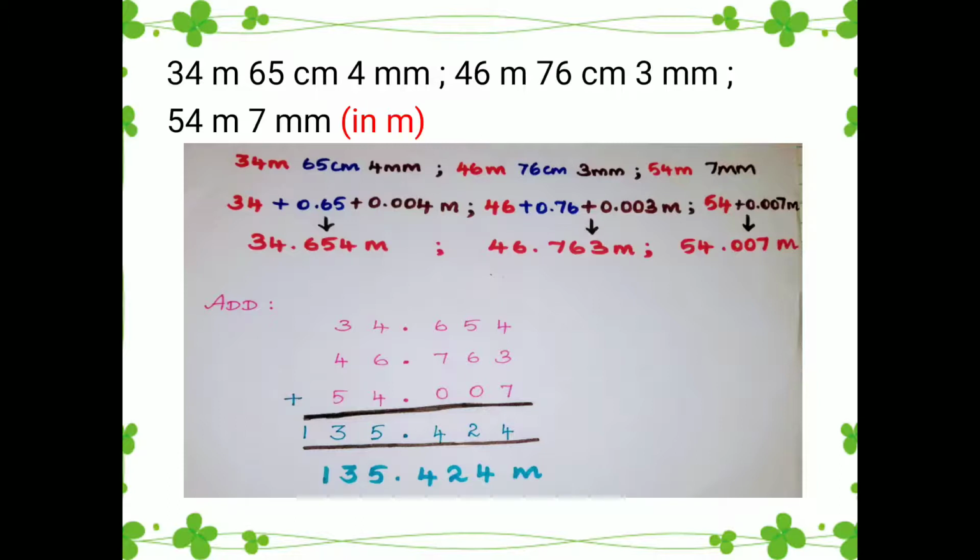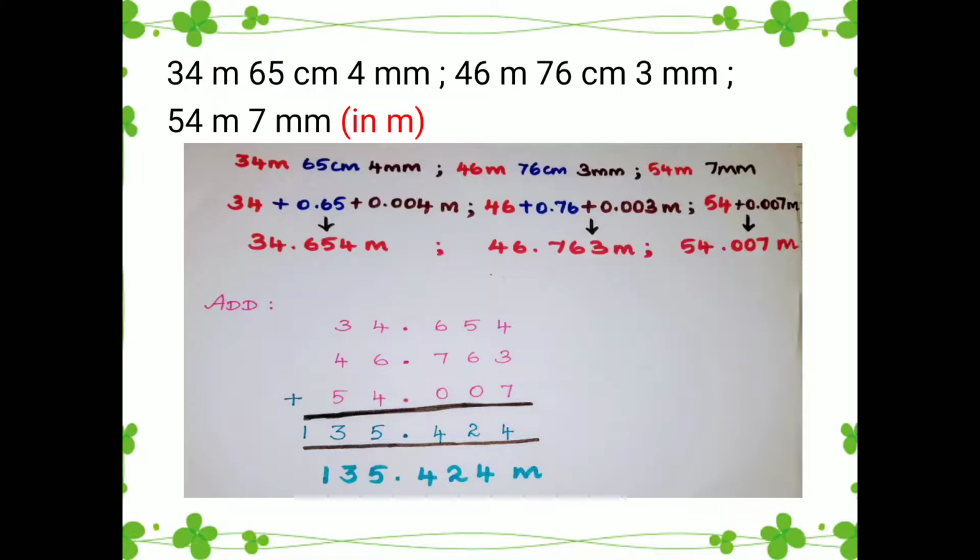Then plus 4 millimeter. If you convert millimeter to meter, you are going to divide it by 1000. So you will get the answer as 0.004. The same thing you are going to apply to the 46 meter. Just write 46. For 76 centimeter, you will get 0.76, and 3 millimeter is 0.003 meter. Then 54 meter 7 millimeter. Just write 54 as it is, and for 7 millimeter you will get 0.007 meter.